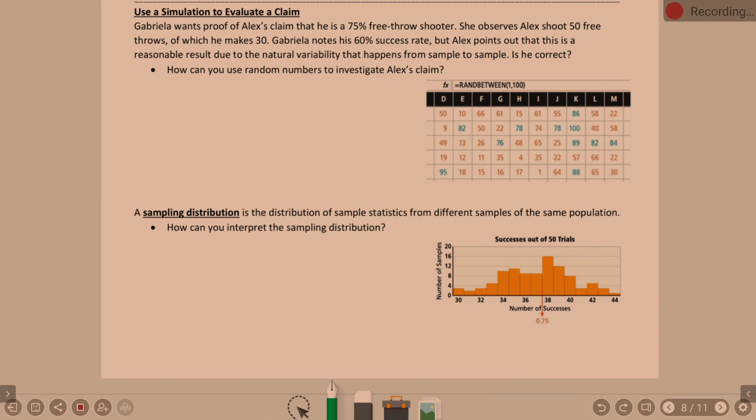Your calculator can do a random number generator. Excel can do a random number generator. Here on this page, we have a chart. And the question is, how can you use random numbers to investigate Alex's claim? So what I want to talk about here is how these numbers can represent Alex's successes versus failures. And what's his claim again?